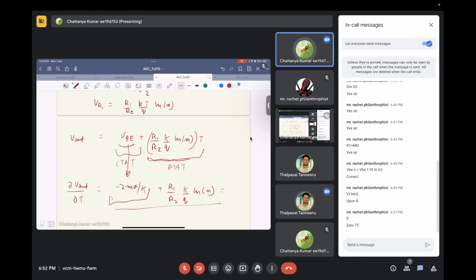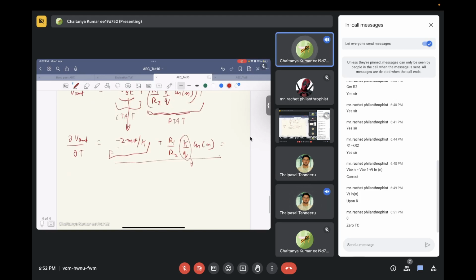CTAT is minus 2 millivolt per Kelvin. Your PTAT is R1 by R2 times K. What is K? The Boltzmann constant divided by Q, that is the charge of the electron, times ln of n. And K by Q, you can remember, is 26 millivolt divided by 300 Kelvin. So 26 into 10 to the power minus 3 divided by 300.